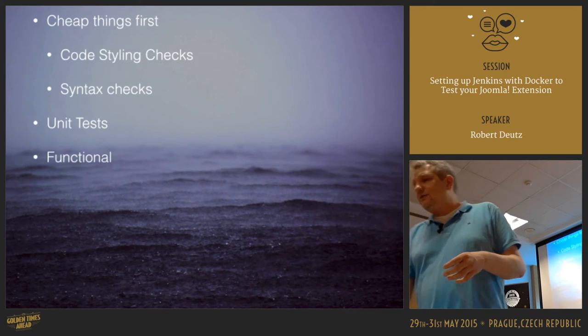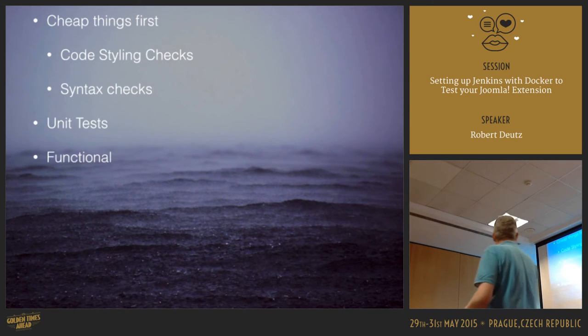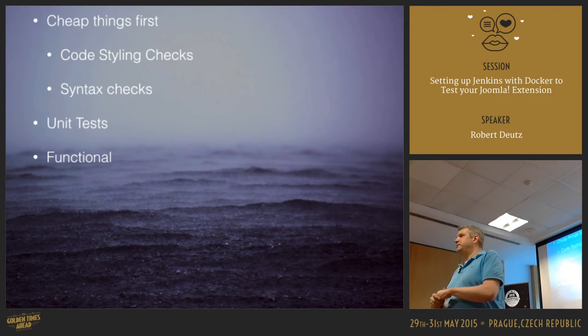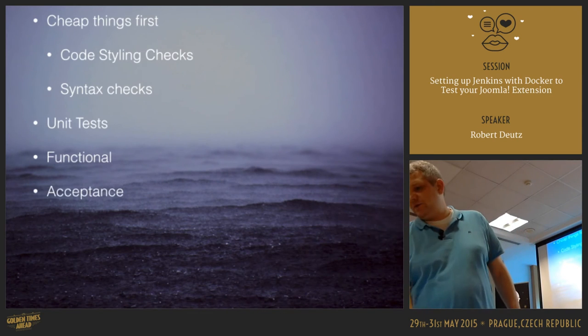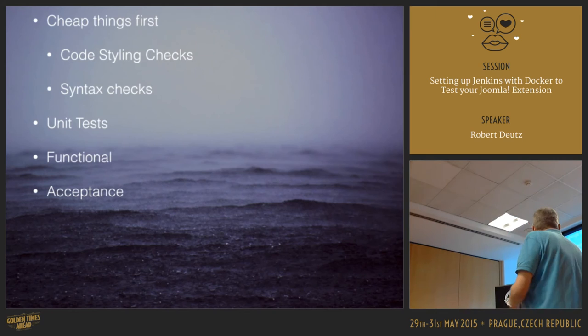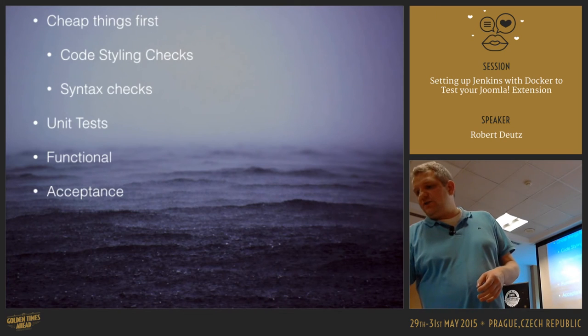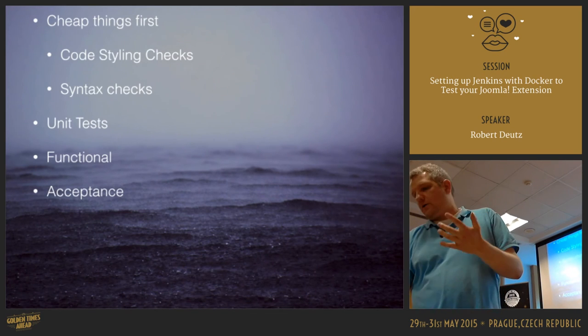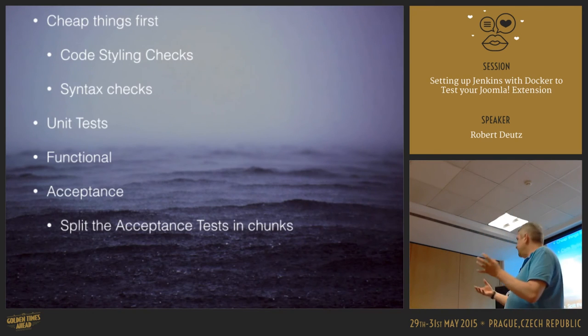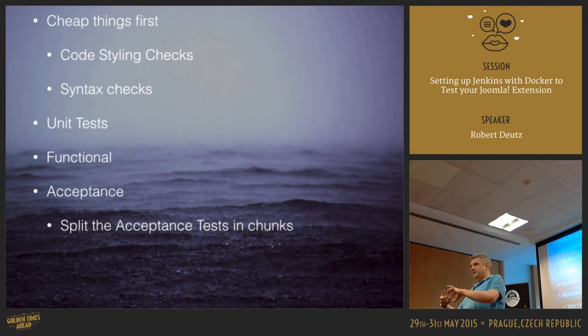If you have functional tests, we don't really have those at the moment in Joomla. We have some unit tests and we have system tests, so there is not really something in between. Then the acceptance tests come in, and they take very long. To make this really work, and here it fits together, you need to split your acceptance tests into chunks and let them run in parallel on different Docker containers. Then you can speed up your whole process.